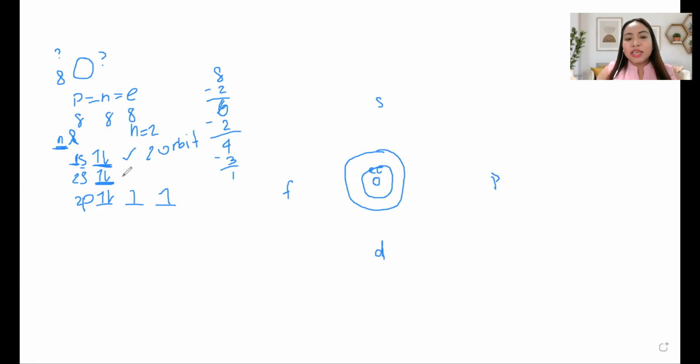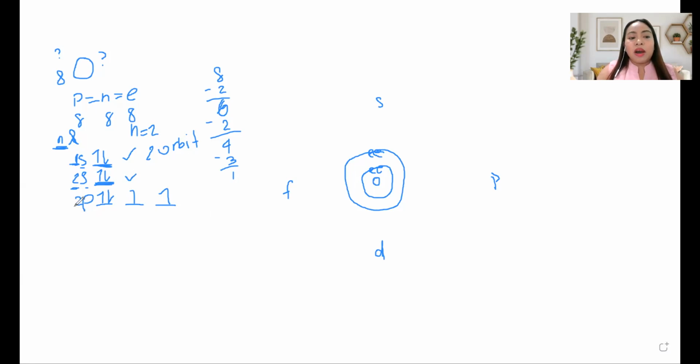Now, let's go to the second one. The second electronic configuration says that on the second orbit, on the s suborbit, there are another 2 electrons. So here on the second ring, there are another 2 electrons. Check. Next, we have the 2p.